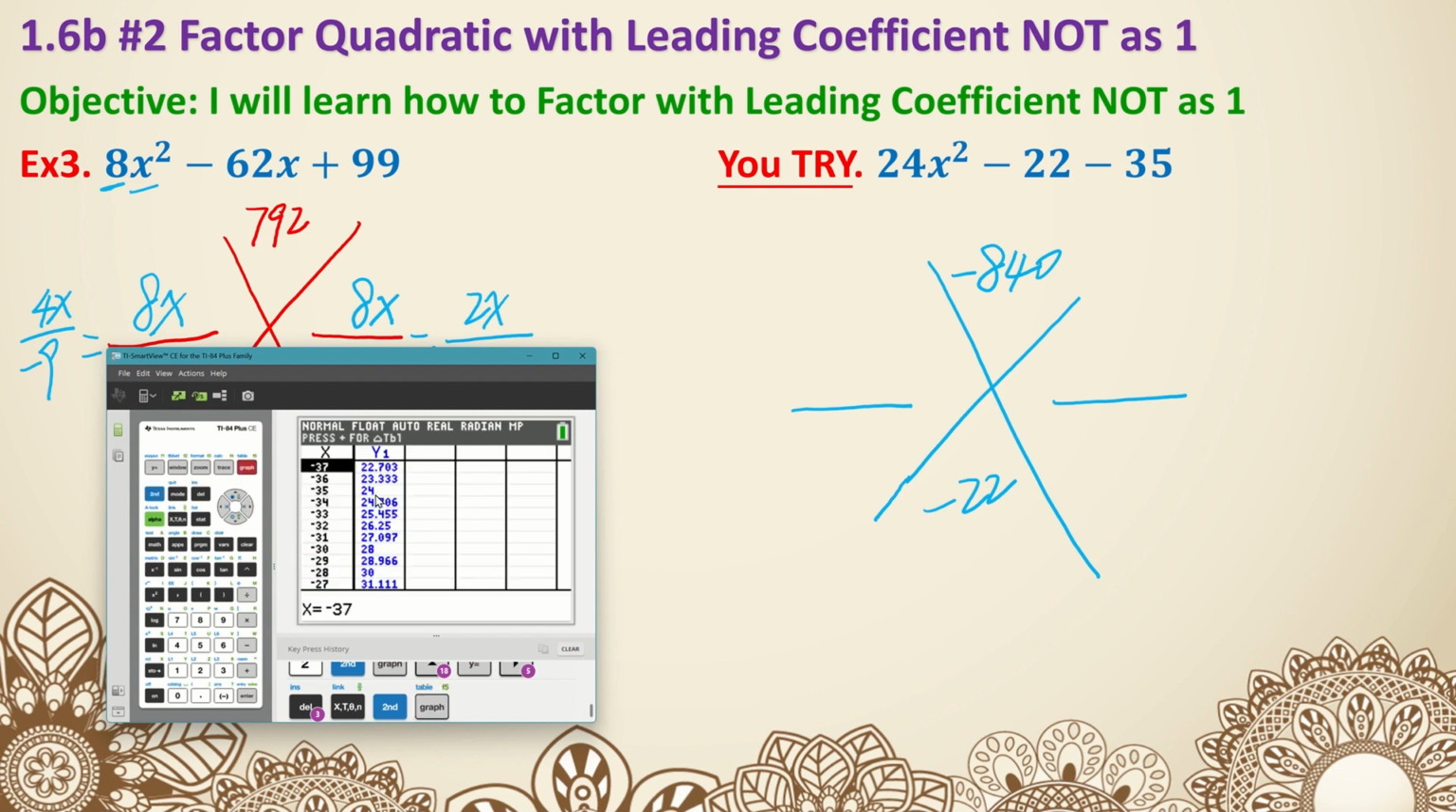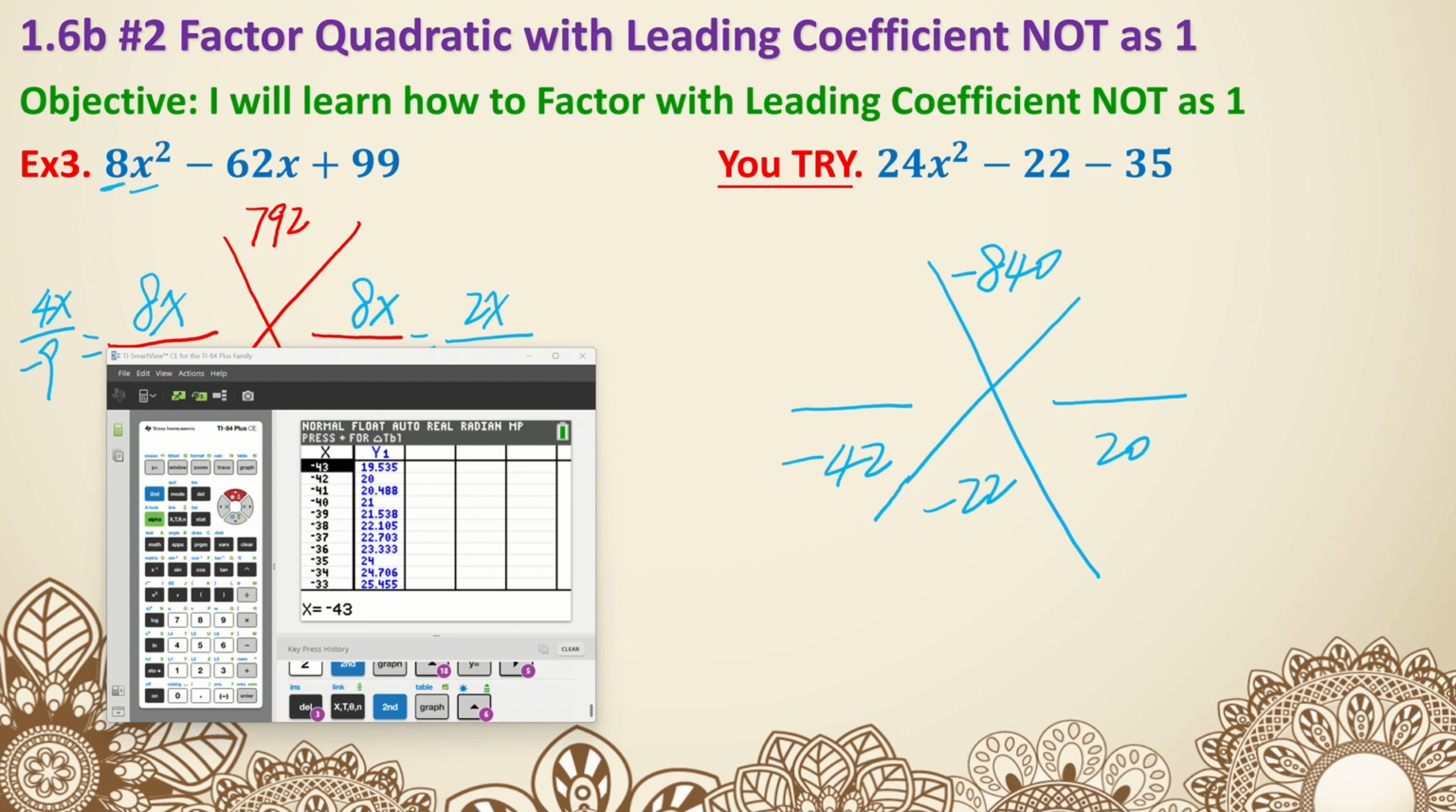Negative 35 and 24, that is negative 11. Not there. Negative 30 and 28, that's negative 2, so it's getting smaller, which means we have to go back up. Negative 40, 21, that is negative 19. Oh, there we go. Negative 42 and 20. Negative 42 and a positive 20.